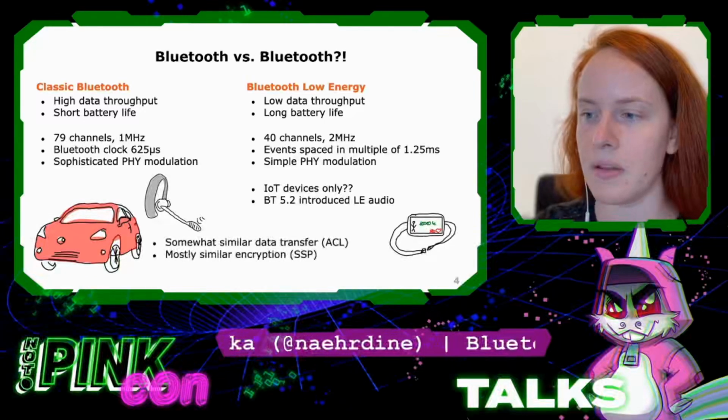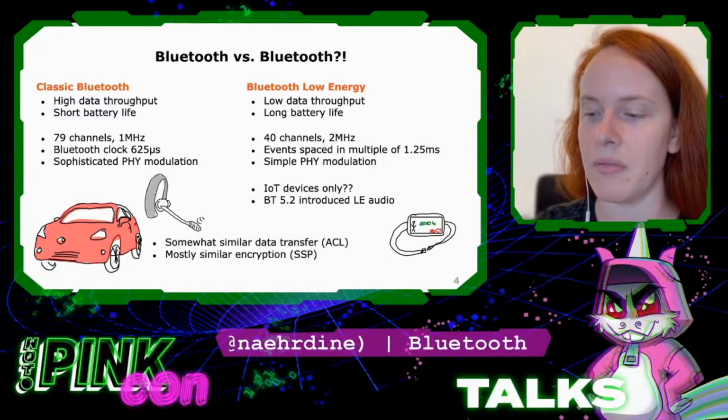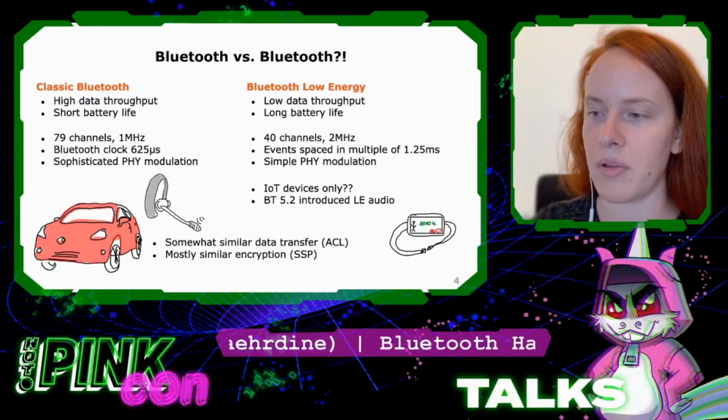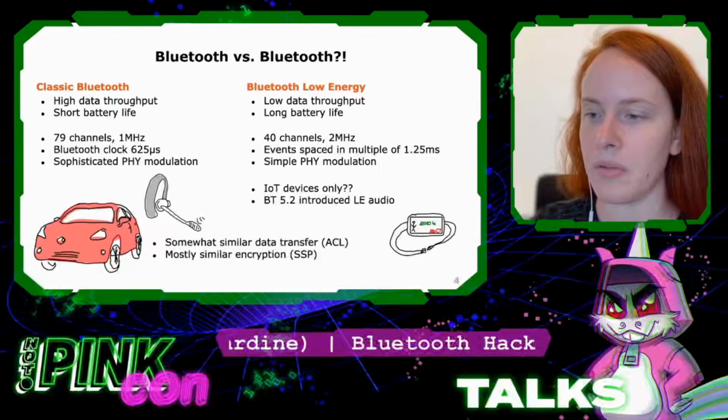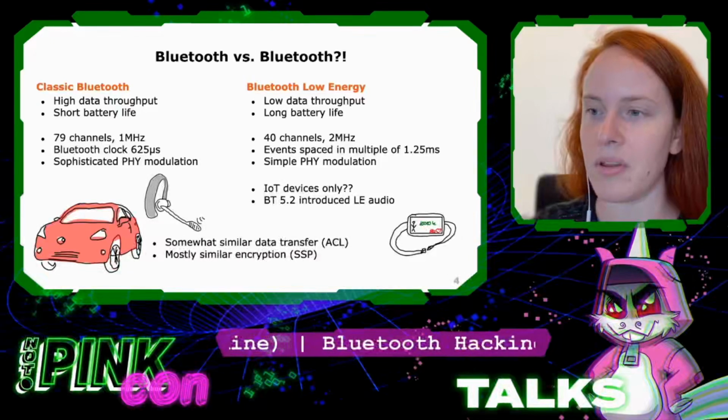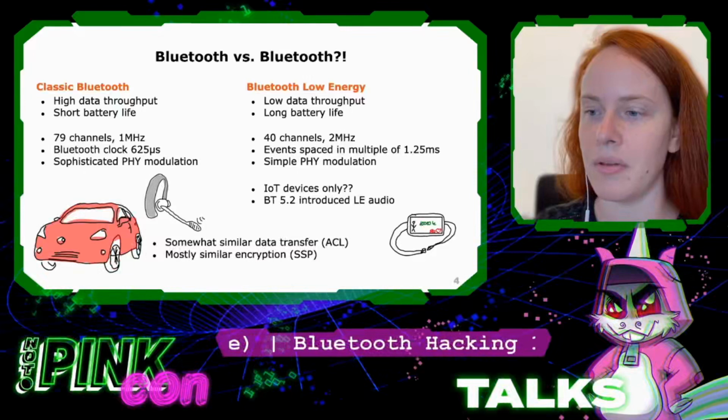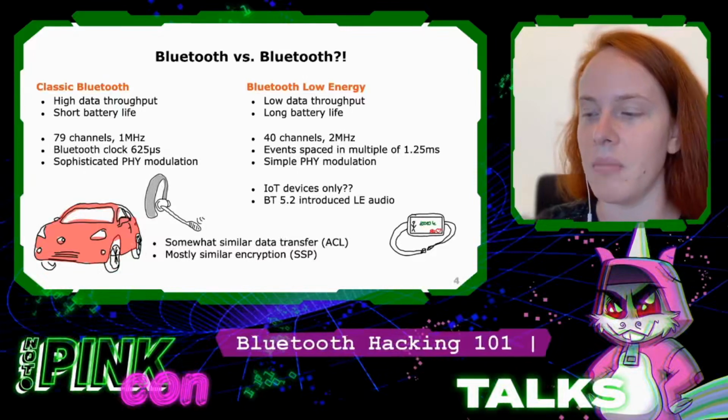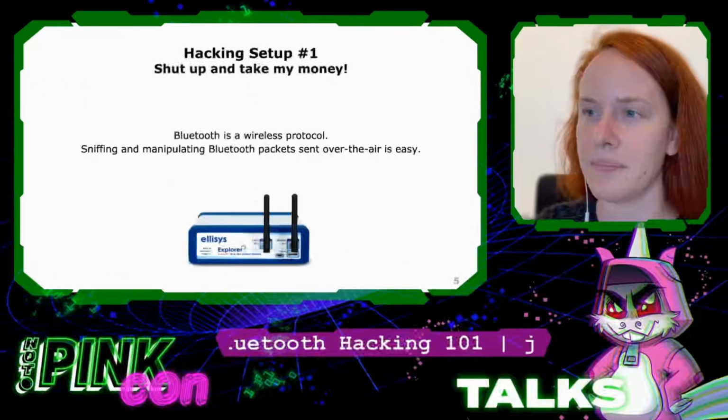And then what you also have on top of the physical layer is ACL, which is for data transfer, and it's pretty much the same for the two. Also the way they handle encryption and keys is very similar, even though it's called slightly different. There are a few differences, but it's almost the same on the upper layers.